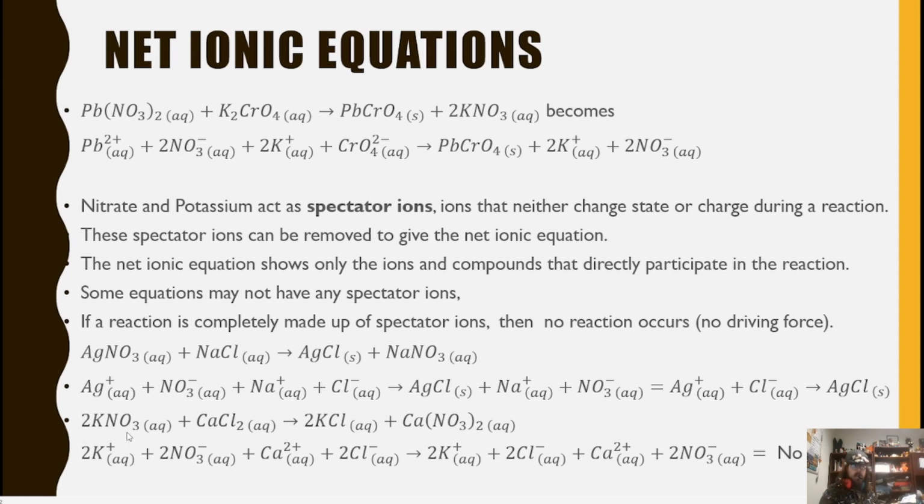Looking at this one, potassium nitrate and calcium chloride react to form potassium chloride and calcium nitrate. If you flip them around and balance these out, it looks like we have a reaction. But if you break these apart into their ionic components, you see everything is aqueous and stays aqueous. So 2 potassiums cancel with 2 potassiums, 2 nitrates cancel with 2 nitrates, 1 calcium 2 plus cancels with 1 calcium, and 2 chlorides cancel with 2 chlorides. Because everything cancels, it is said to be no reaction. We may draw this as if a reaction were to occur, but really, no reaction is happening.